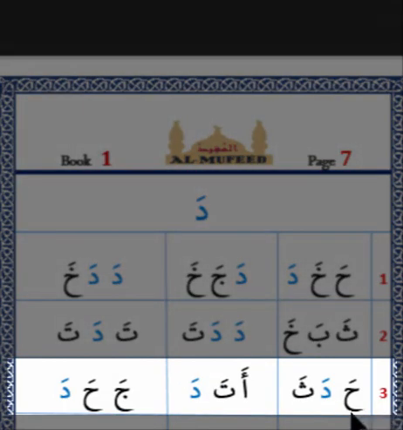Third line, ha, da, tha, ha, da, tha, a, ta, da, a, ta, da, ja, ha, da, ja, ha, da.